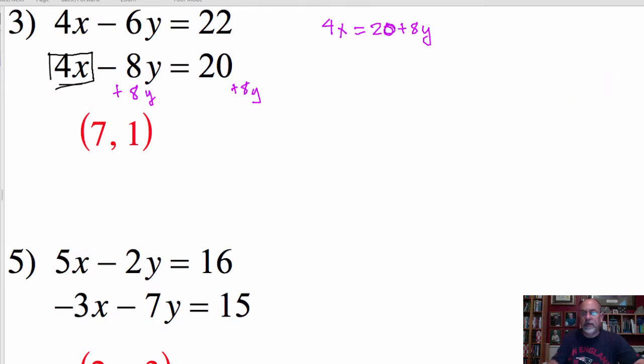Okay? Then we're going to divide by 4. But I have to do that to everything. And we'll do that. So the 4 is reduced, leaving me x.